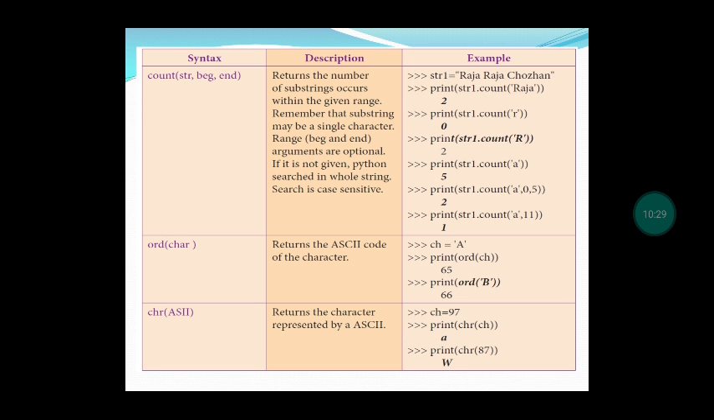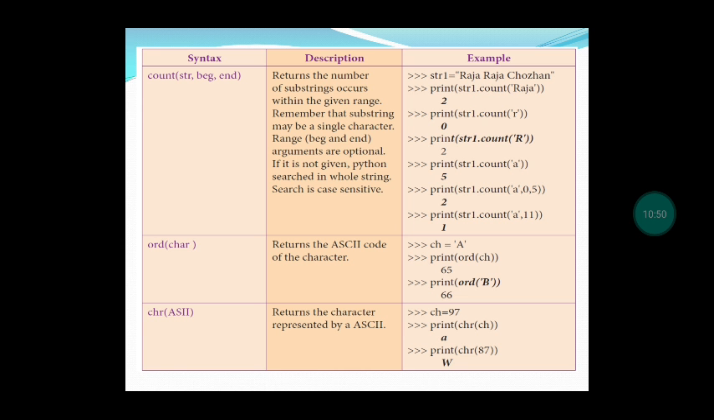Next, print str1 dot count of a comma 11. After the 11th position, how many small a is there? It has to identify. After the 11th position, only one small a is there. So 1 we are getting as an output.